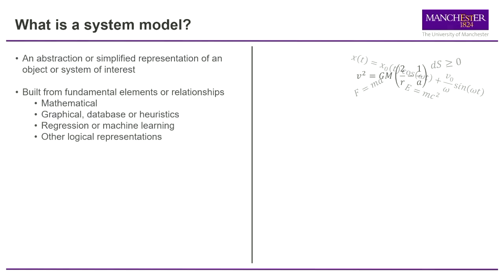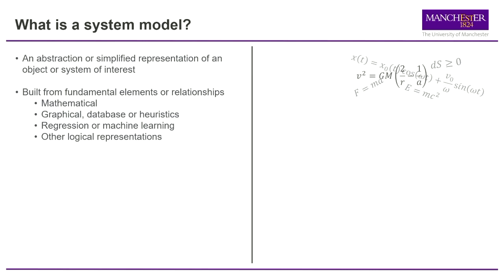So it could be really simple and just be a mathematical formula that describes the behavior: you have an input and you have an output. You could make it a little more complex, with some type of graphical interpretation. You could have a database, built from a survey of existing things or things that you've observed. So it could be heuristic, in the sense that it's not necessarily based on a fundamental formula, but something you've put together from observations.